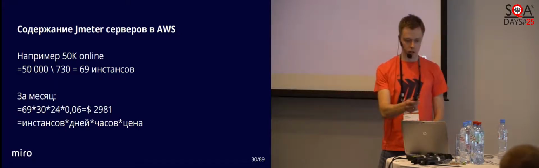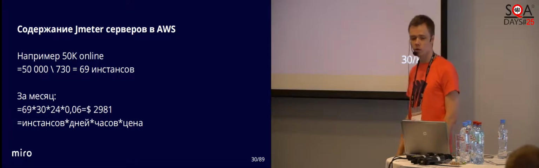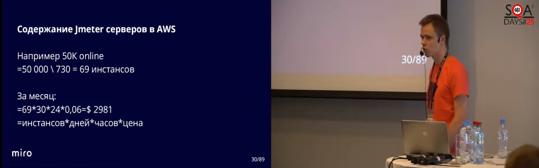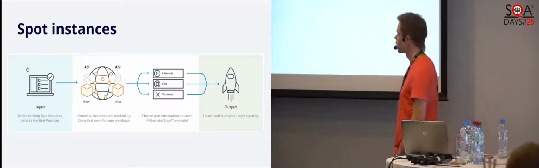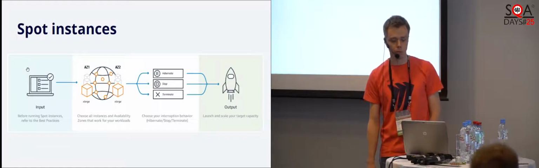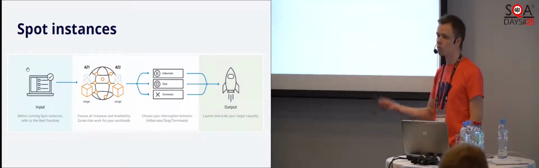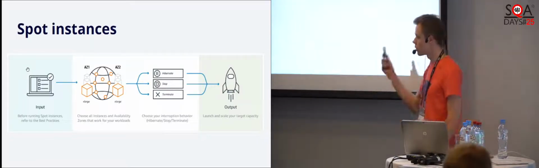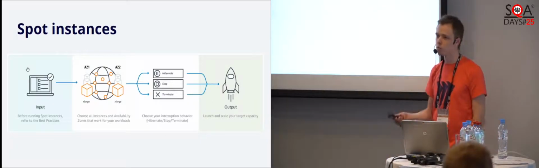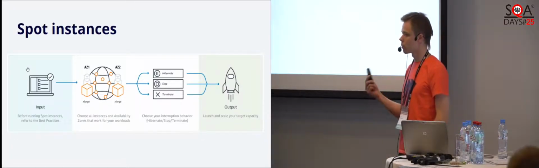Also, if we talk about the expensive AWS, if there will be 50,000 users and 69 instances, then it will be thousands of dollars needed. So now they have spot instances, like just normal providers. These are instances that can be raised for the time of the tests, then killed after the tests, and these are like spot instances which are 5 times cheaper than if we just would buy it.